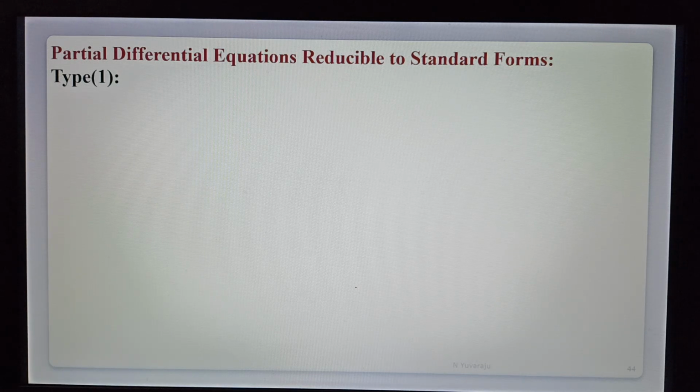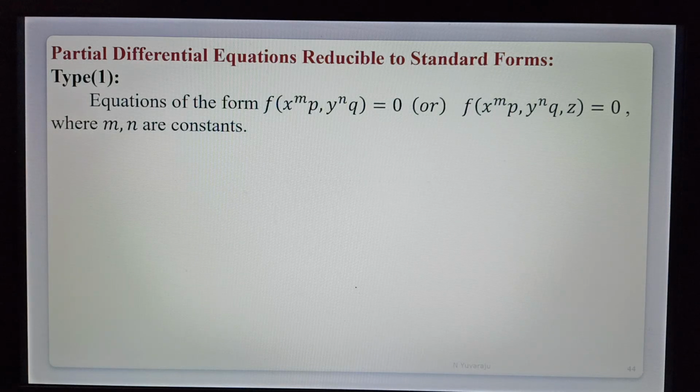So here two types are given. The first type is an equation of the form f of x power m p comma y power n q is equal to 0, or f of x power m p comma y power n q comma z is equal to 0, where m and n are constants. This is not in standard form. First of all, it is converted to standard form, then we find the solution. So how do we convert it?